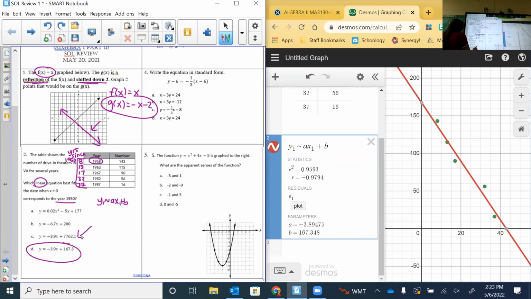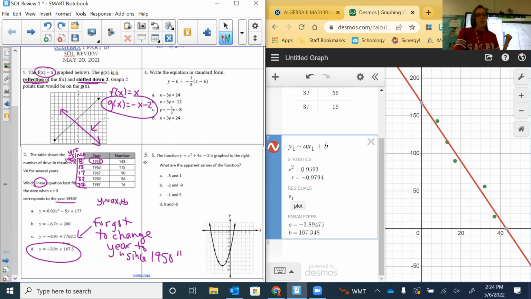If you had C before I went over this, what your mistake was there is you forgot to change the year to since 1950. So watch out for that. Anytime you're dealing with regression in years, you're probably going to scale it down so that they're smaller numbers. If you look at the y-intercept, it's 167, which is much smaller to deal with than 7,762.